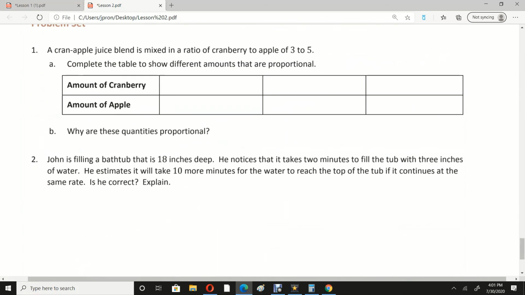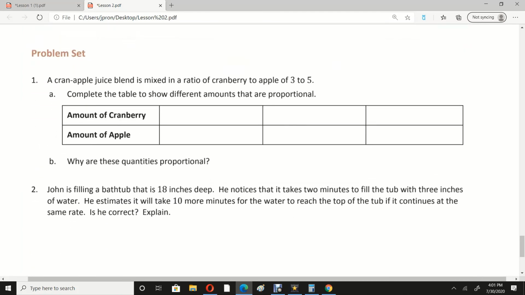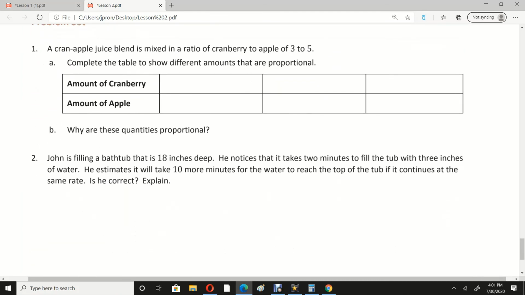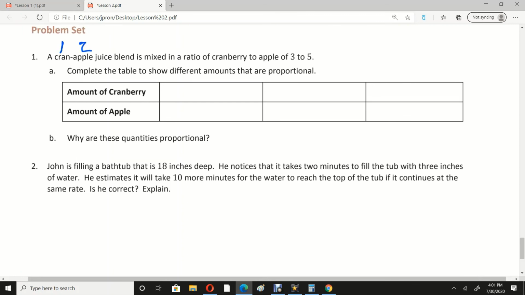Okay, so you're going to move on to the problem set now. You probably have much more. Remember to check your rubric for constructed response questions. Yes, it's a ratio of 3 to 5, crayon to apple juice. So here you want to make sure that you recognize which one came first in the ratio, right? Crayon, apple juice. Then they want you to create a table for some proportional values. You can handle that and explain. Remember, check your rubric for how to respond to constructed response questions.